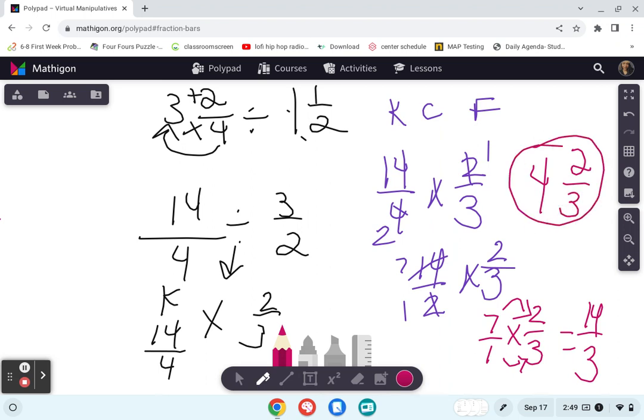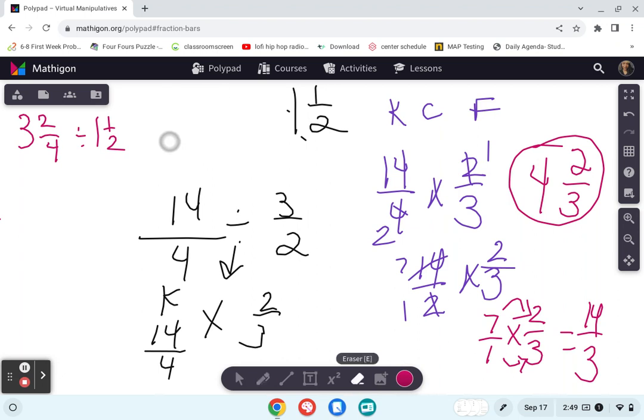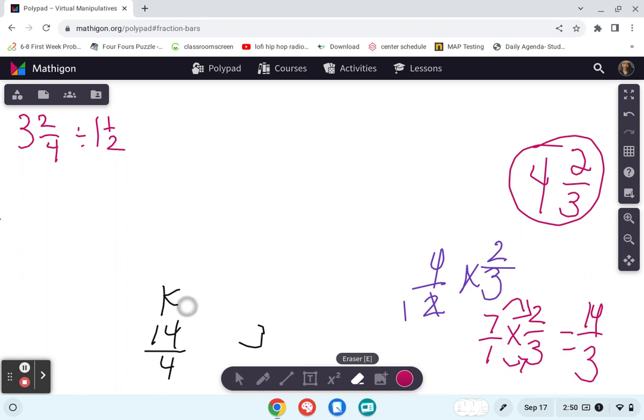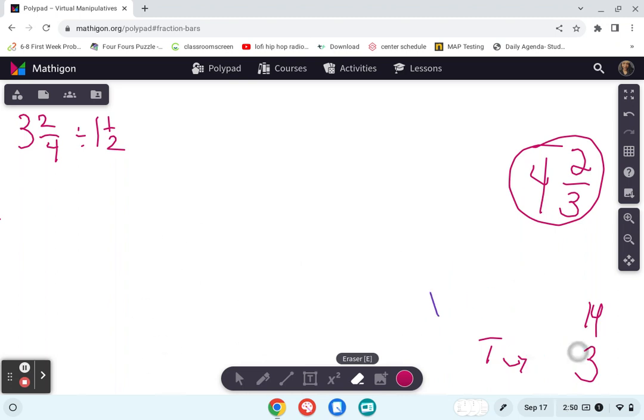Now let me clear all this up and let's get back to this. We had 3 and 2/4. We'll just write it over here. We'll do it one more time, divided by 1 1/2. So what we want to know is how many groups of 1 1/2 can I find in 3 2/4? And one way we could also figure this out is by multiplying our quotient by our divisor.